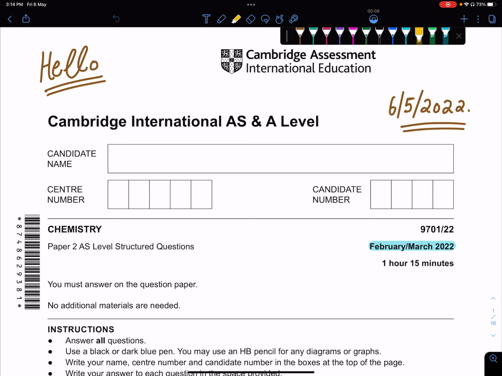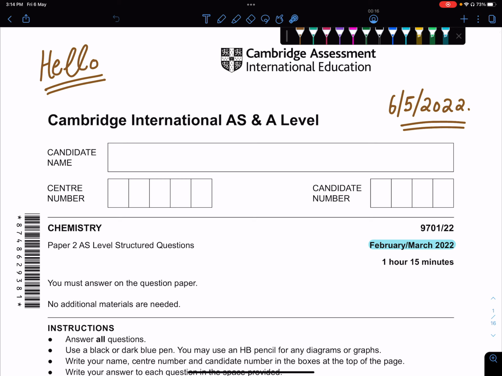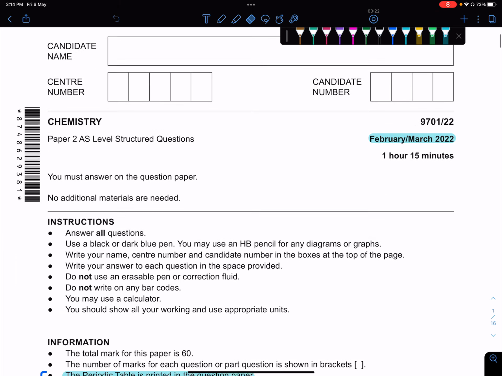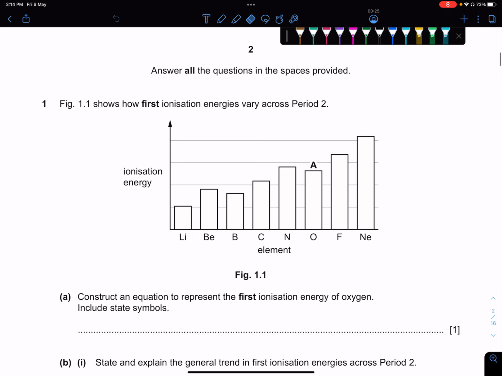Hello guys, we'll be doing this February March 2022 exam paper. This is paper 2, and it is February March 2022. The latest exam just happened in India, the March 2022 paper. So let's get started with the first question.